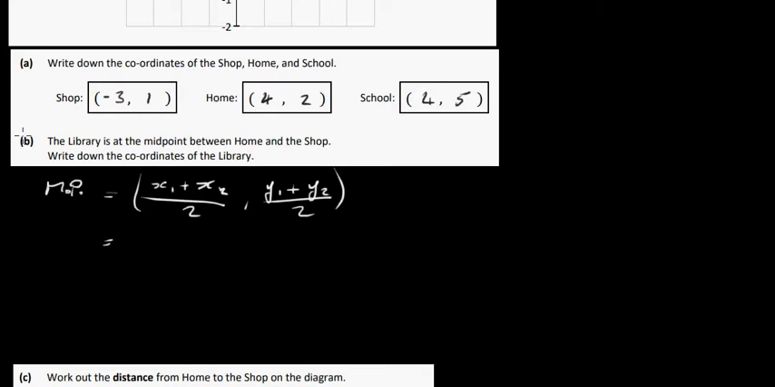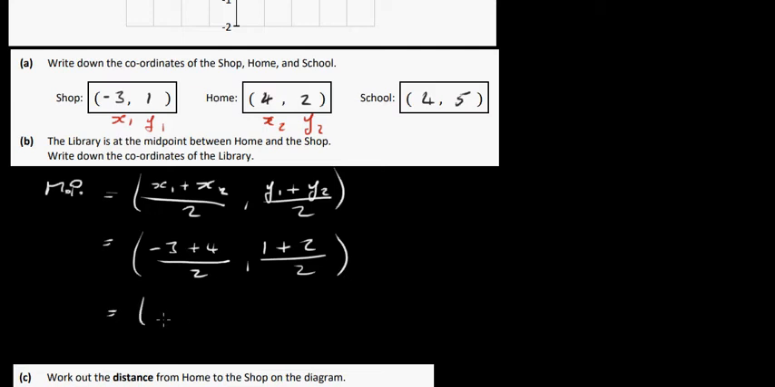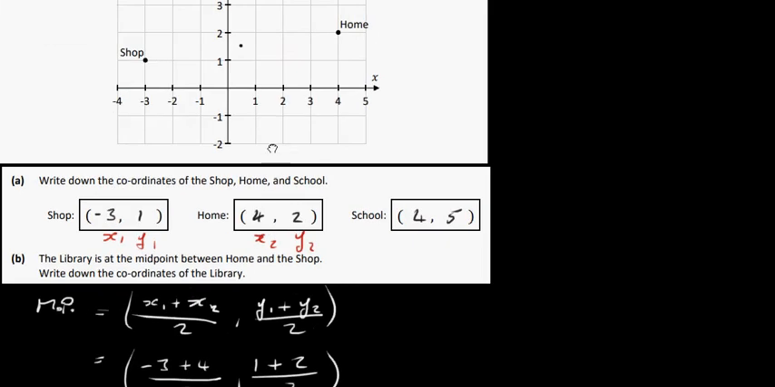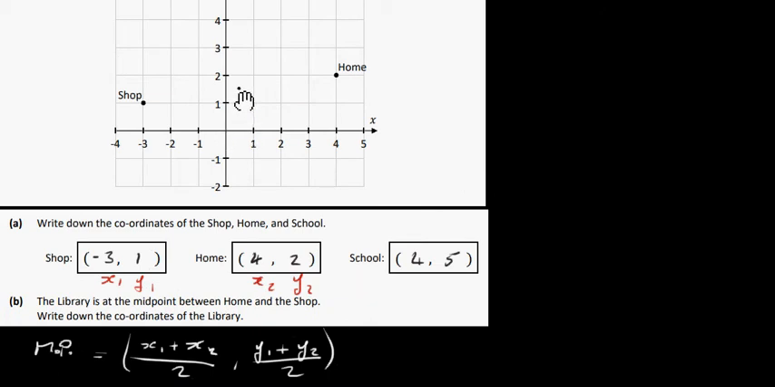So in our particular case we've got the shop and the home. So I'm going to call this x1, y1, x2, y2. And all you've got to do is put them into this formula here then. So it's x1, which is -3, plus x2, which is 4, divided by 2. And then the mean of the y is 1 plus 2 over 2. So that'll give me -3 plus 4 is 1 over 2, 1 plus 2 is 3 over 2. So it's a half, 1 and a half. So half, 1 and a half is this point here. So this is where the library would be. And it does look right anyway.